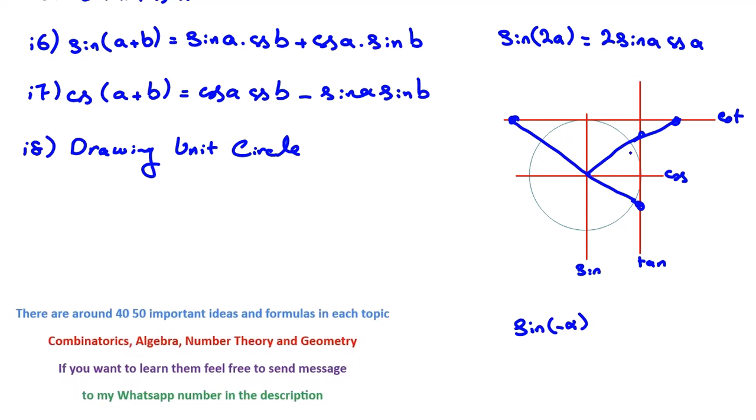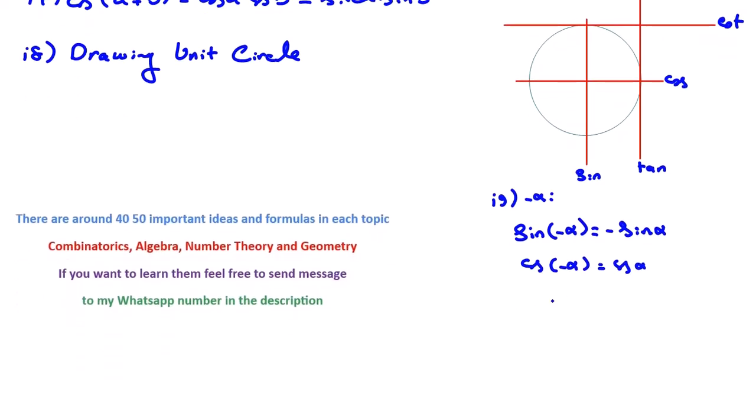Or you can also use the formula. The tangent is sine over cosine. When sine is negative, cosine positive, then tan and cotangent will be negative. Okay, so here, idea 9, considering negative alpha: sine of negative alpha is negative sine alpha. Cosine of negative alpha is cosine alpha. Tan of negative alpha is negative tan alpha. Cotangent of negative alpha equals negative cot alpha.